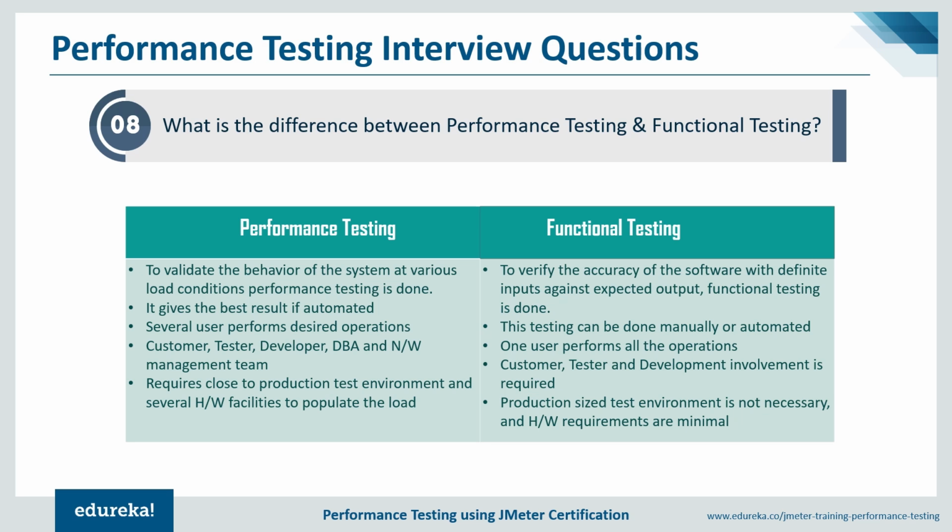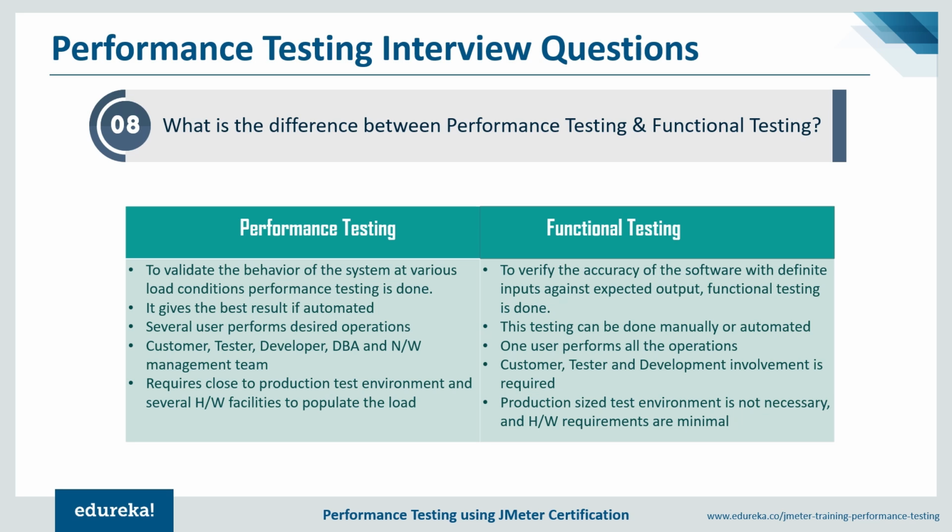Whereas, to verify the accuracy of the software with definite inputs against expected output, functional testing is done. Also, performance testing provides the best result when it is automated. But functional testing can be done manually or automated. Now, in performance testing, several users perform the desired operations. But in functional testing, only one user performs all the operations.